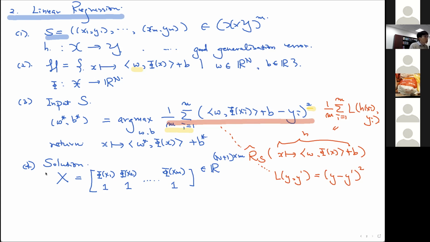And then we will introduce another matrix y, which will be... I'll write a bit larger.